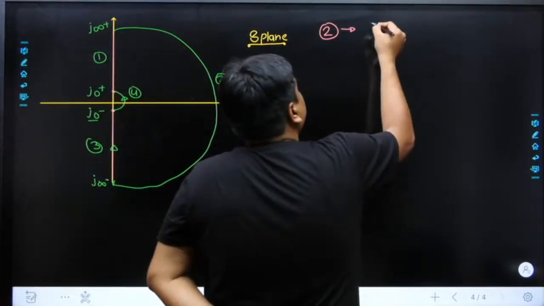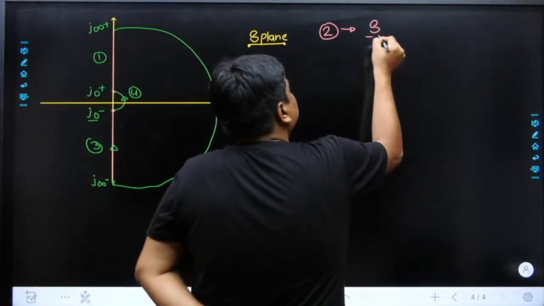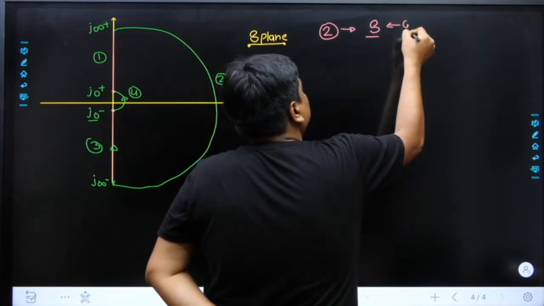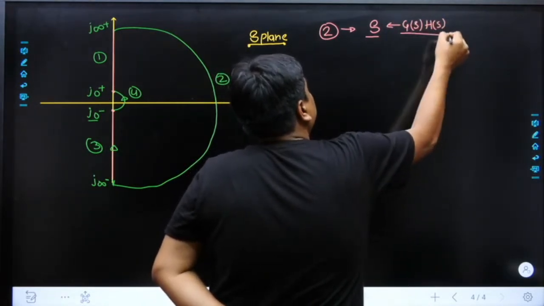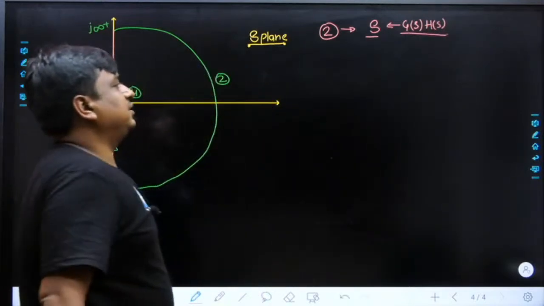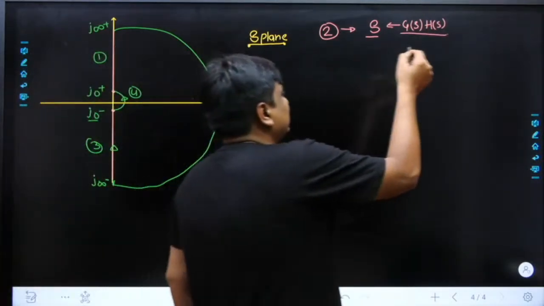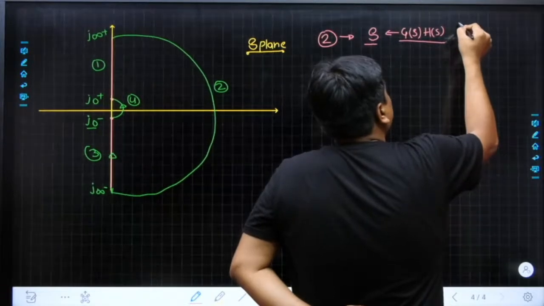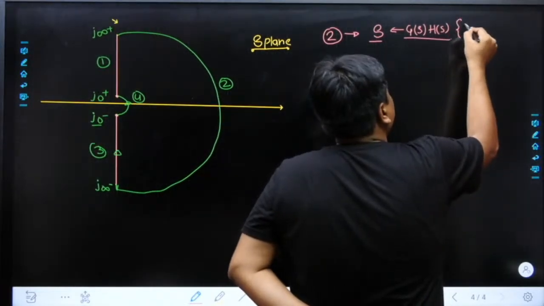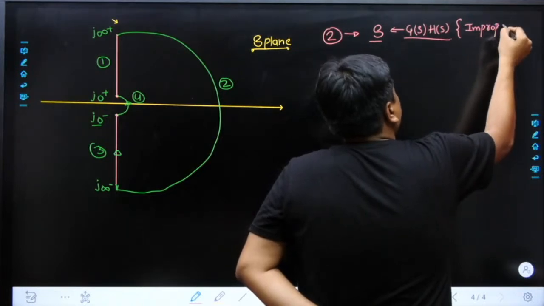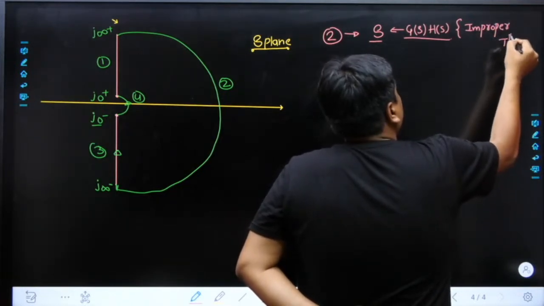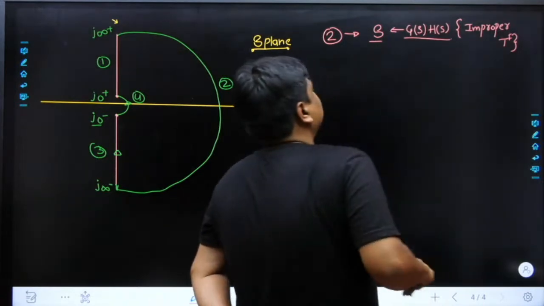See, let's take G(s)H(s) equals s. If you had this, may I know whether this G(s)H(s) is a proper transfer function or an improper transfer function? Everybody would say, sir, it is an improper transfer function.